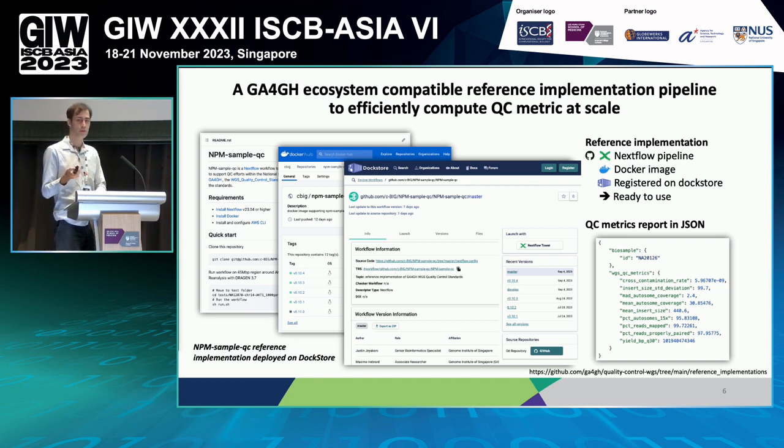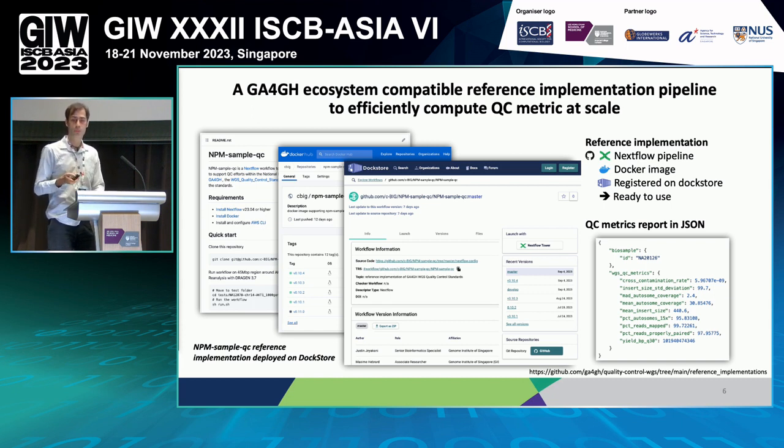The second product that we share with the community is a reference implementation of a Nextflow pipeline that is available on GitHub, with a set of tools packaged in a Docker image. This pipeline is registered and available on Dockstore. Dockstore is a platform widely used by GA4GH, where you can search for a pipeline, and in a few clicks deploy it and run it on your data. That makes this pipeline searchable and easily usable by the community.